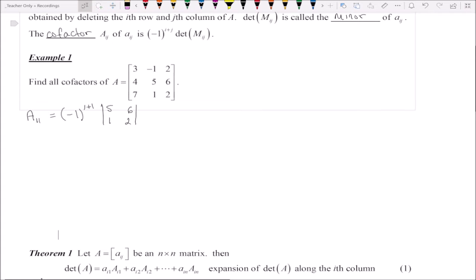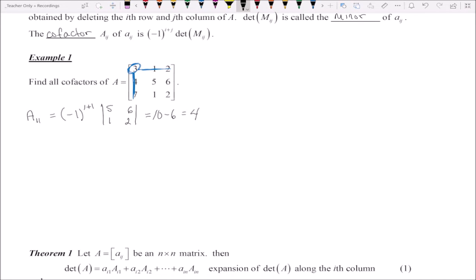Right, so in a sense, what we did, since we're looking for the cofactor of this entry right here, we cancel out row 1, column 1. We cancel out the row and column it is located in. And then we take the determinant of the matrix that remains. And of course, we know how to take a 2 by 2 determinant. So we get 5 times 2 is 10, minus 6 is 4, right? And (-1) to the 1 plus 1 is just +1. So we're left with 4.